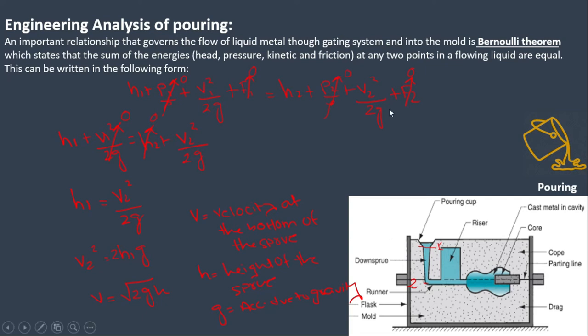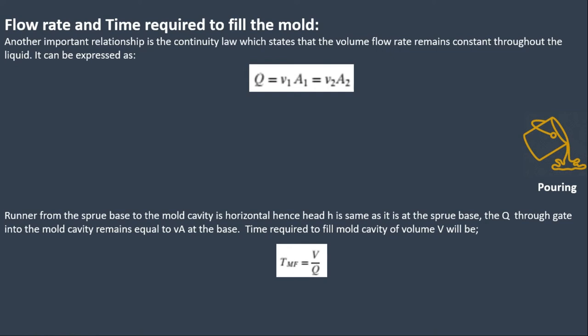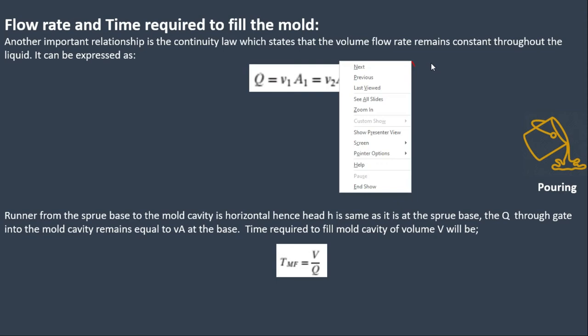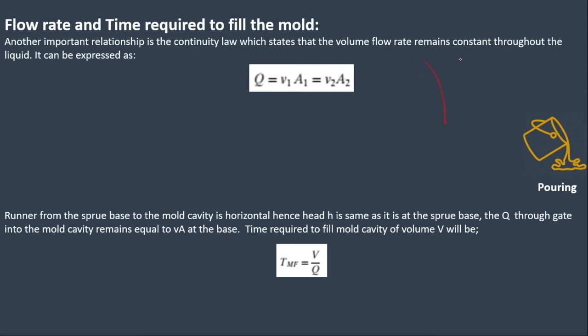There's another relationship that can be used, and it is important during pouring. The other important relationship is the continuity law, which states that the volumetric flow rate remains constant throughout the liquid. So it can be expressed as Q equals V1 A1 at any point equals V2 A2 at any other point. So let's suppose we have the down sprue like this one, right? Then we have a riser, and we have the mold cavity like this, and we have the runner and the mold cavity like this.